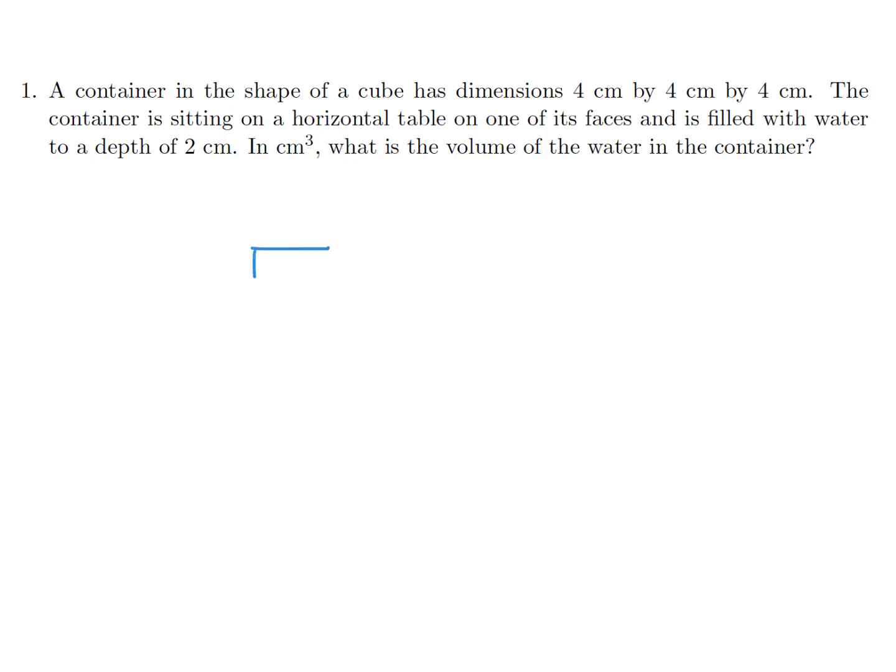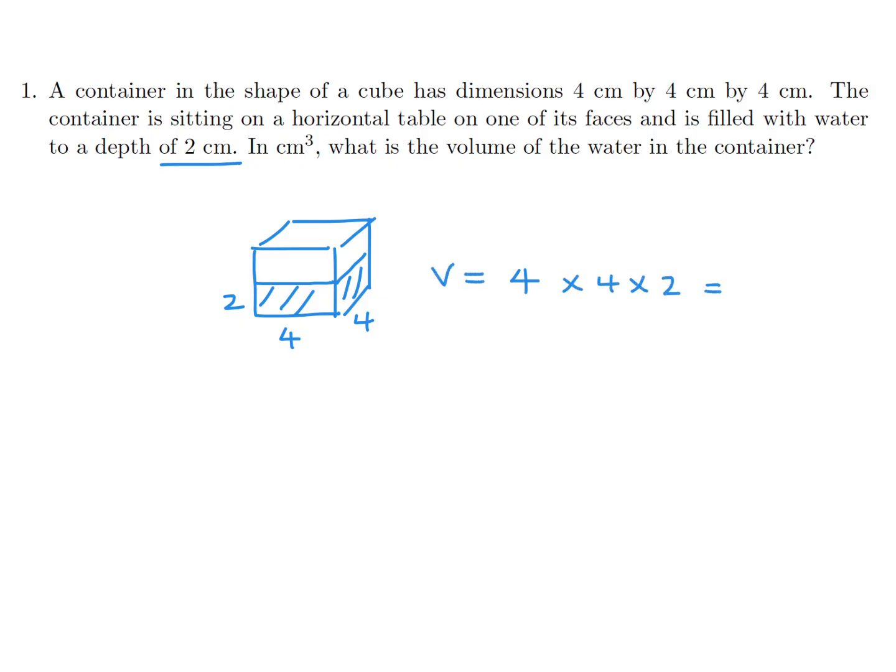Well, let's draw a cube. And let's see, that's a 4 by 4. So if it's sitting to a depth of 2, that's approximately here. I don't have to make the diagram too confusing, but you guys understand. So the volume of the water, this is 4, and that's 2. So the volume will be 4 times 4 times 2, which is 32.